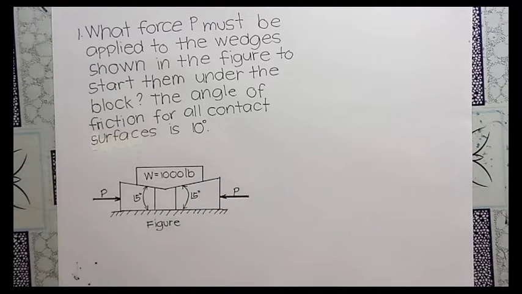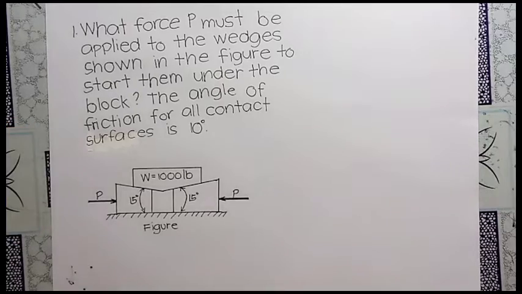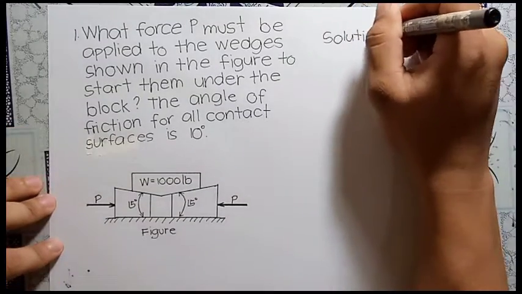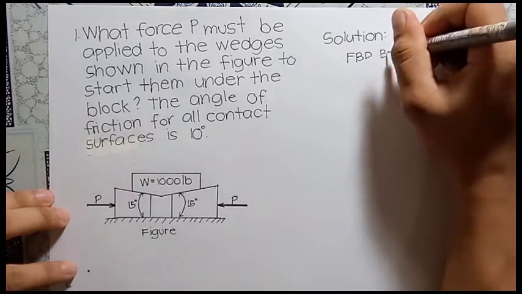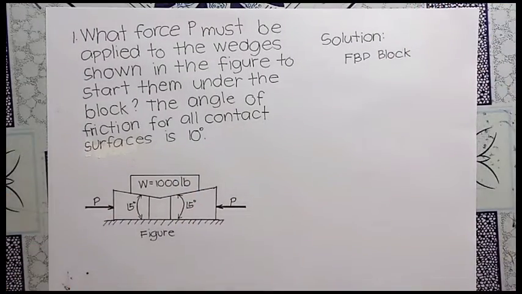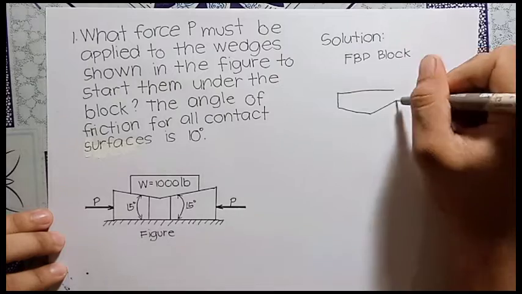In this problem number 1, we are required to find the force P that must be applied to the wedges to start them under the block. In this problem, the contact surfaces have an angle of friction of 10 degrees. All the surfaces, meaning the block, the wedge and the ground, have the same coefficient of friction. To solve this, we first isolate the block above and determine all the forces acting on it.